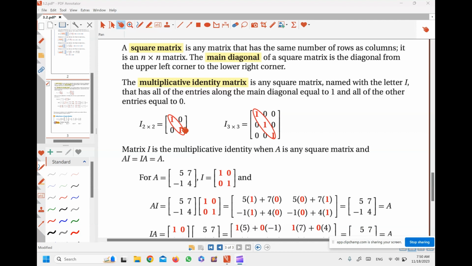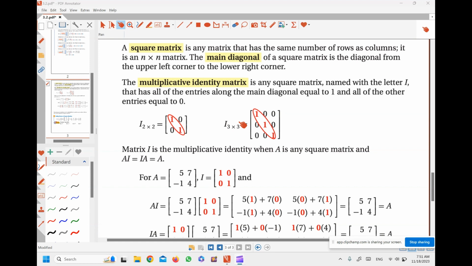And the multiplicative identity matrix is any square matrix named with the letter I that has all the entries along the main diagonal equal to 1 and all the other entries equal to 0. This is the 2 by 2 multiplicative identity matrix. The numbers on the main diagonal are all 1, the rest is 0. Here we have the 3 by 3 multiplicative identity matrix, and along the main diagonal all numbers are 1, the rest is 0. So those kinds of matrices are multiplicative identity matrices.